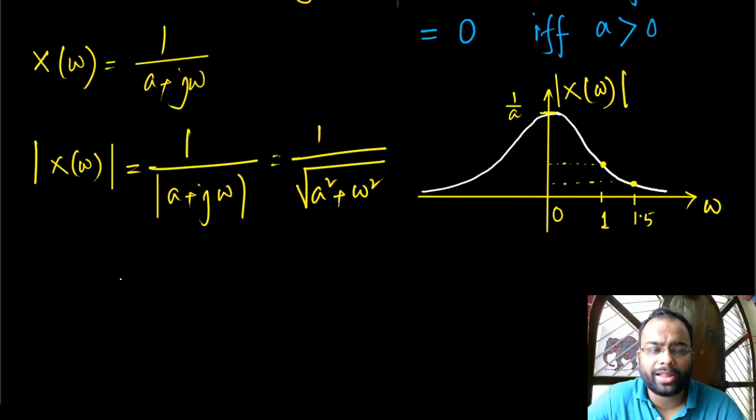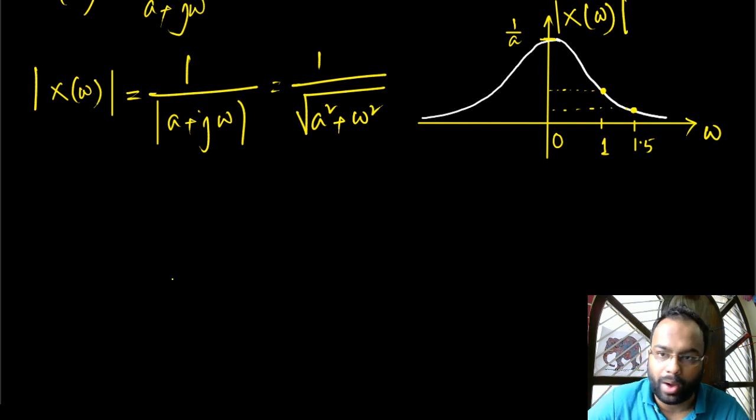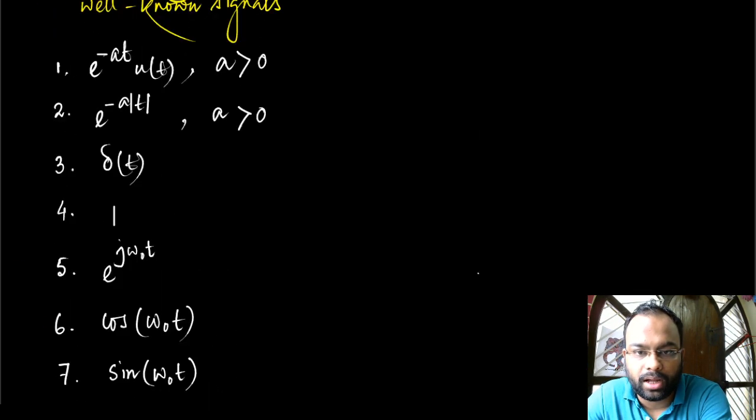And again, as long as the signal satisfies Dirichlet conditions, it can always be expressed as a composition of sinusoids, because the Dirichlet conditions were sufficient conditions. So that's our example 1. I believe all of you have got this far. Let's go into example 2. What was our example 2? Yeah, e to the power minus a mod t.